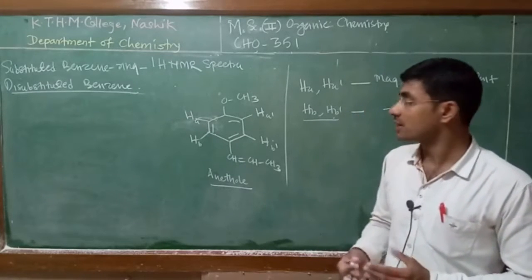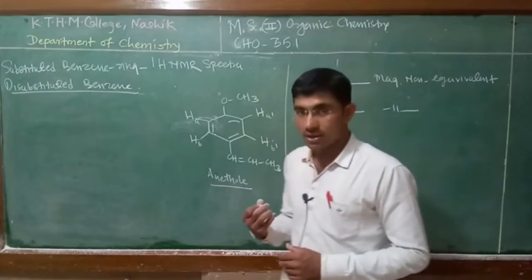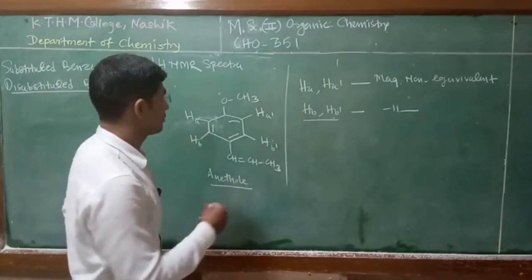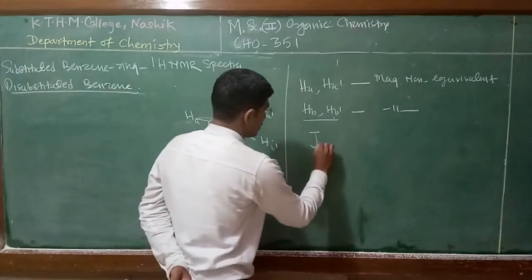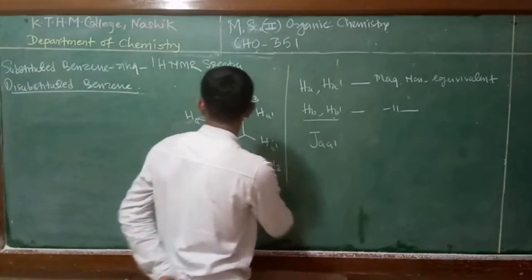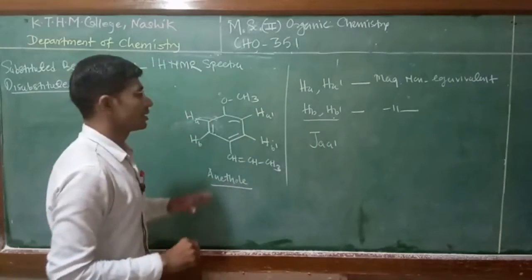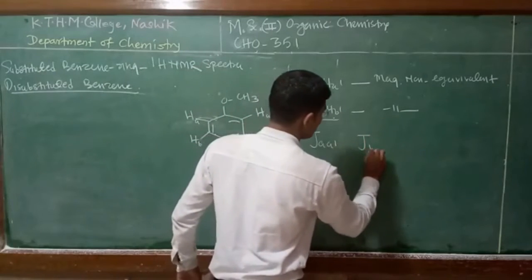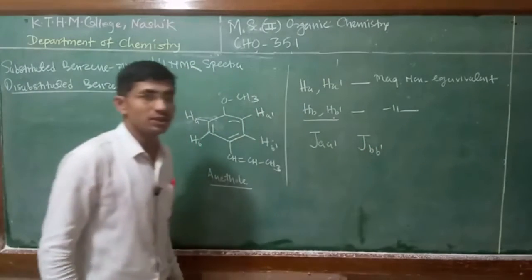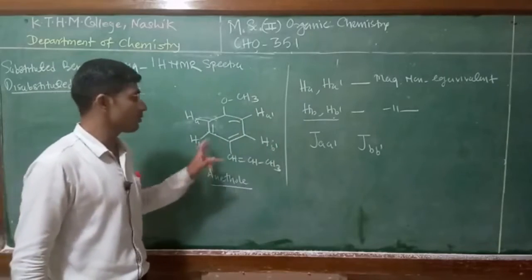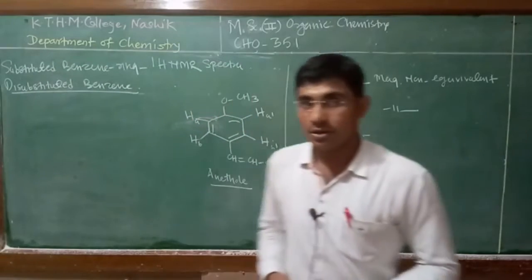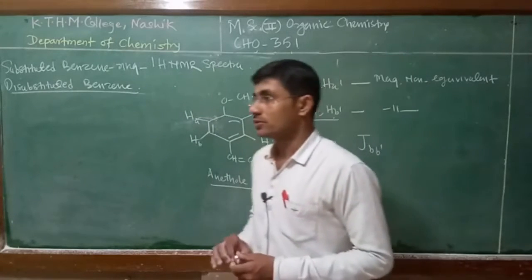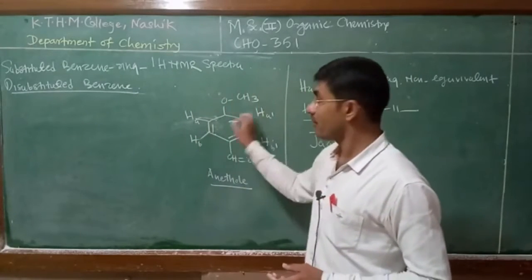At high field, on a 300 MHz instrument, this compound gives the spectra in that J A A dash, means these two protons also couple. They are chemically equivalent, but they also couple. Also protons Hb and Hb dash, means J B B dash. This coupling is also possible. So because of this situation, these protons are chemically equivalent and magnetically non-equivalent.